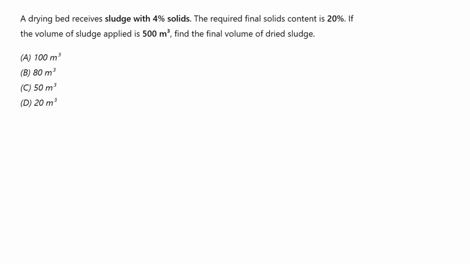So problem number 3. A drying bed receives sludge with 4% solids. 4% solids means 96% water is there, and the required final solids content is 20%.